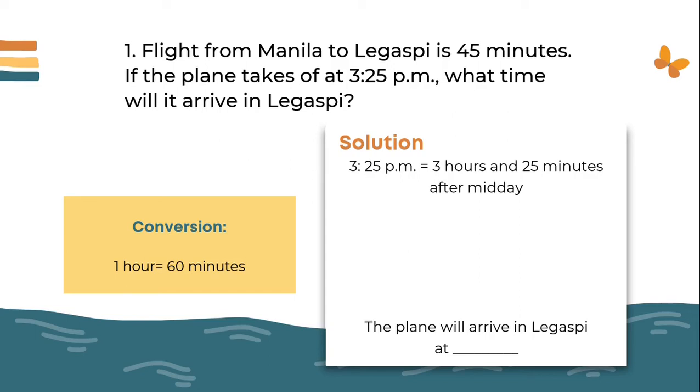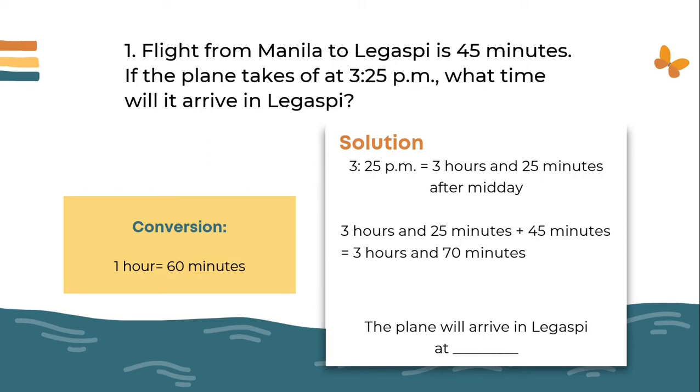So 3:25 p.m. can also be stated as 3 hours and 25 minutes after midday. Now we have 3 hours and 25 minutes, and we will add the 45 minutes travel time. So we will get 3 hours and 70 minutes. As we remember, in the conversion, 1 hour is equal to 60 minutes, and 70 is greater than 60, which means we cannot say that 3 hours and 70 minutes is our final answer. To get the right time, we subtract 60 from 70, so we get 1 hour and 10 minutes left. So we have 4 hours and 10 minutes after midday, which means that the plane will arrive in Legazpi at 4:10 p.m.